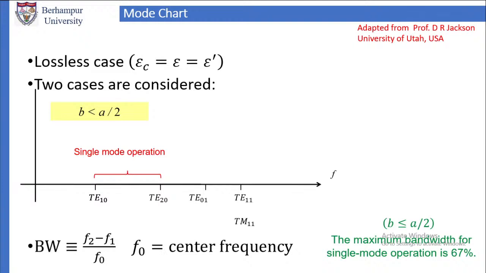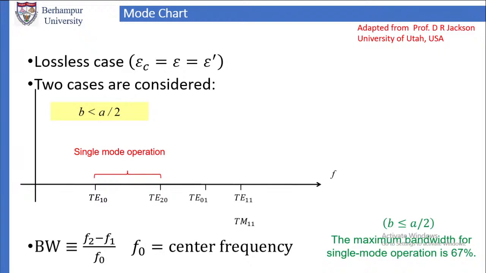So let us consider b less than a by 2. b means the height of the waveguide is less than half of the width of the waveguide. We will consider two cases. The first case is b less than a by 2. If b is less than a by 2, the lowest mode will occur first.